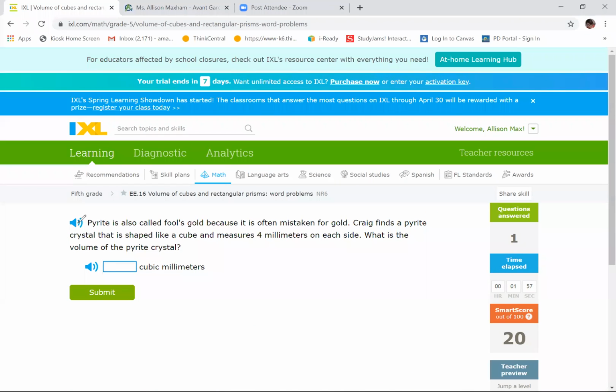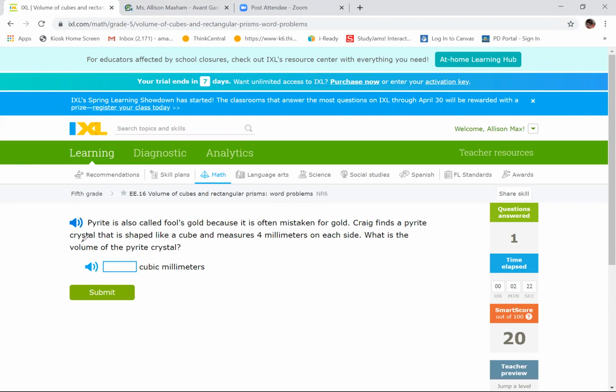Oh, you guys know about pyrite. I showed you some samples of it. Pyrite is also called fool's gold because it is often mistaken for gold. Craig finds a pyrite crystal that is shaped like a cube and measures 4 millimeters on each side. What is the volume of the pyrite crystal? All right, let me go back and look for my information.